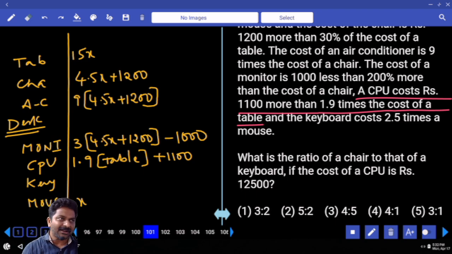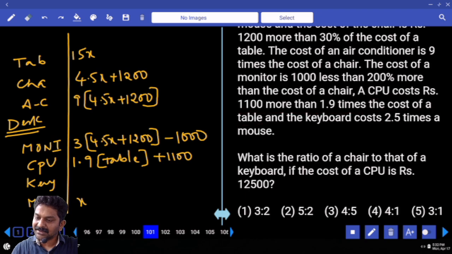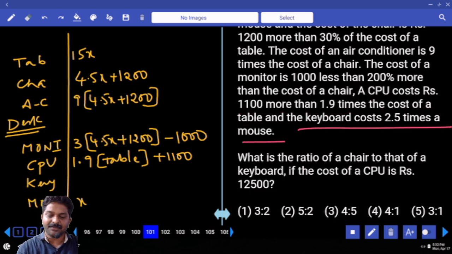Now we are writing it so that you understand. Next, the keyboard costs 2.5 times the mouse, 2.5 times X. Do you have any information with which we can calculate the X value? Every data point is used, but we still don't have prices in rupees, only in terms of X. Every question will have some data, and using that we need to calculate the X value.